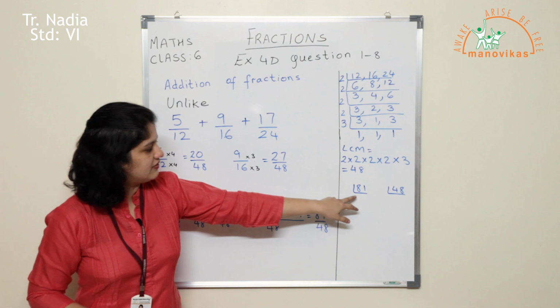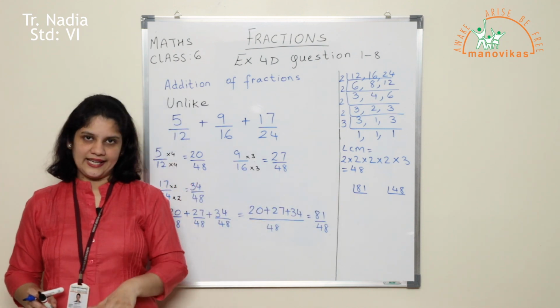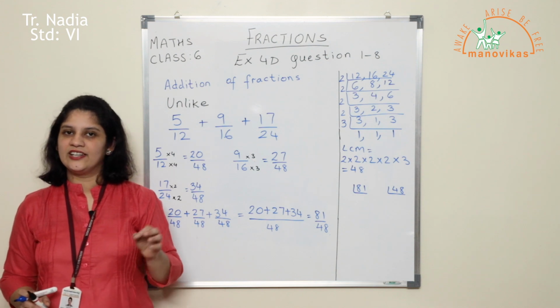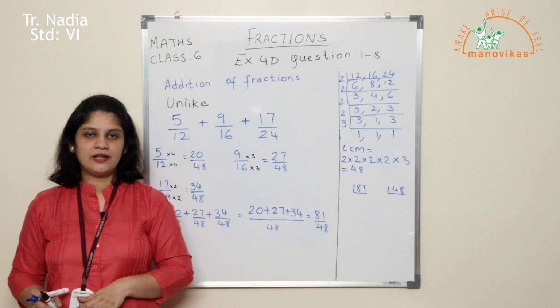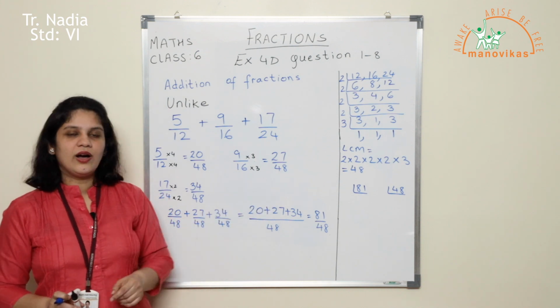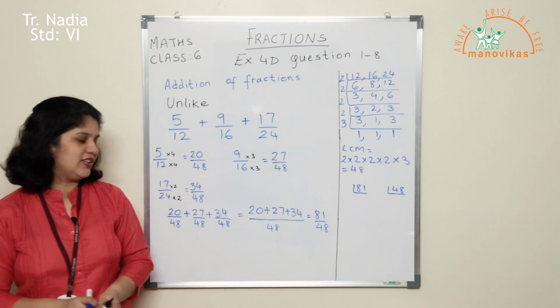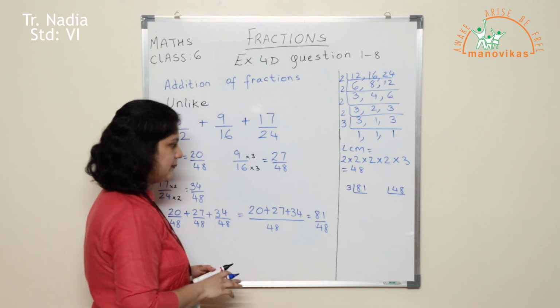Now here I have digit 8 and digit 1. If I add 8 and 1, I will get a total of 9. Does 9 come in the 3 times table? Yes, it does come in the 3 times table. So 81 will be divided by 3. So I will make use of 81 divided by 3.